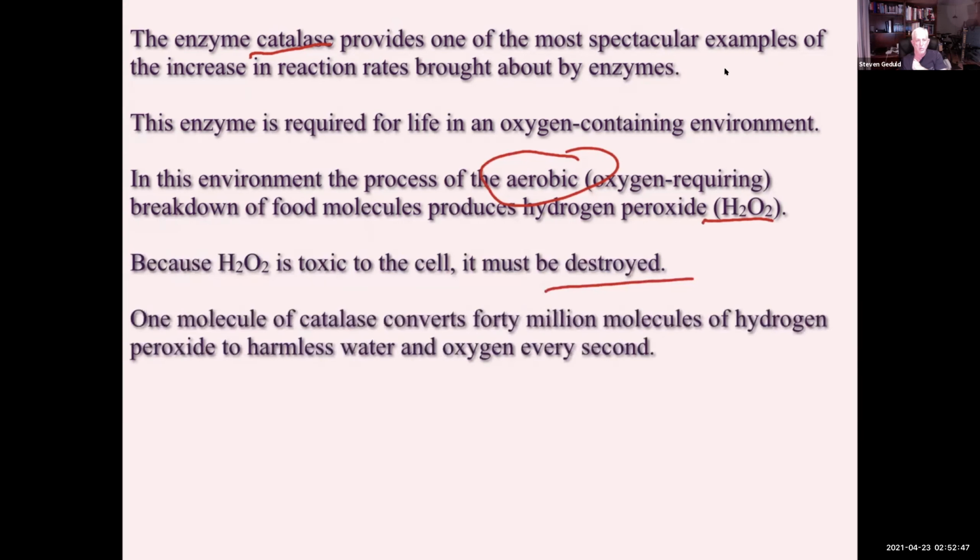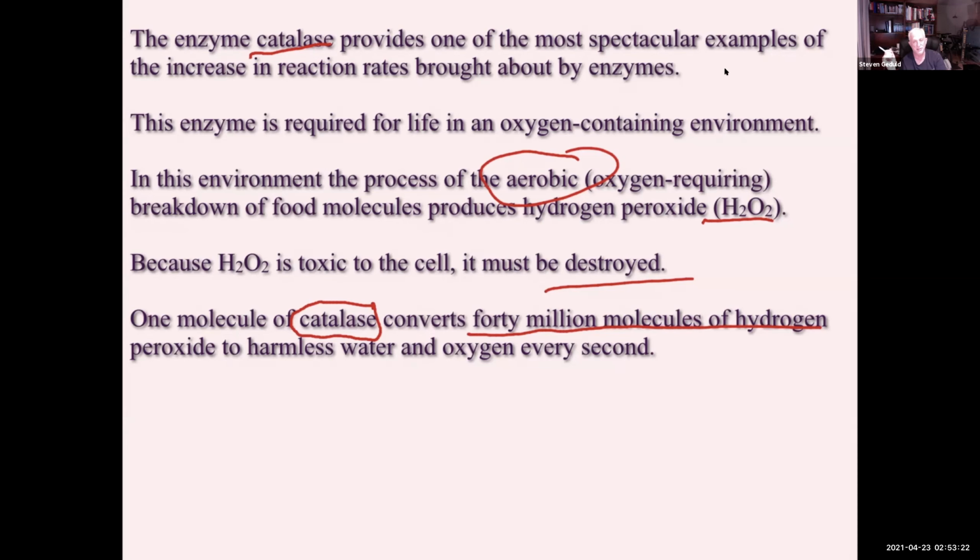Okay, so one molecule of catalase, that's our enzyme, converts 40 million molecules of hydrogen peroxide to water and oxygen every second. So pretty powerful. Catalase is a pretty powerful enzyme. And it can do that because it's going to be regenerated over and over and over again. So one molecule of catalase is going to convert 40 million molecules of hydrogen peroxide to water and oxygen every single second.